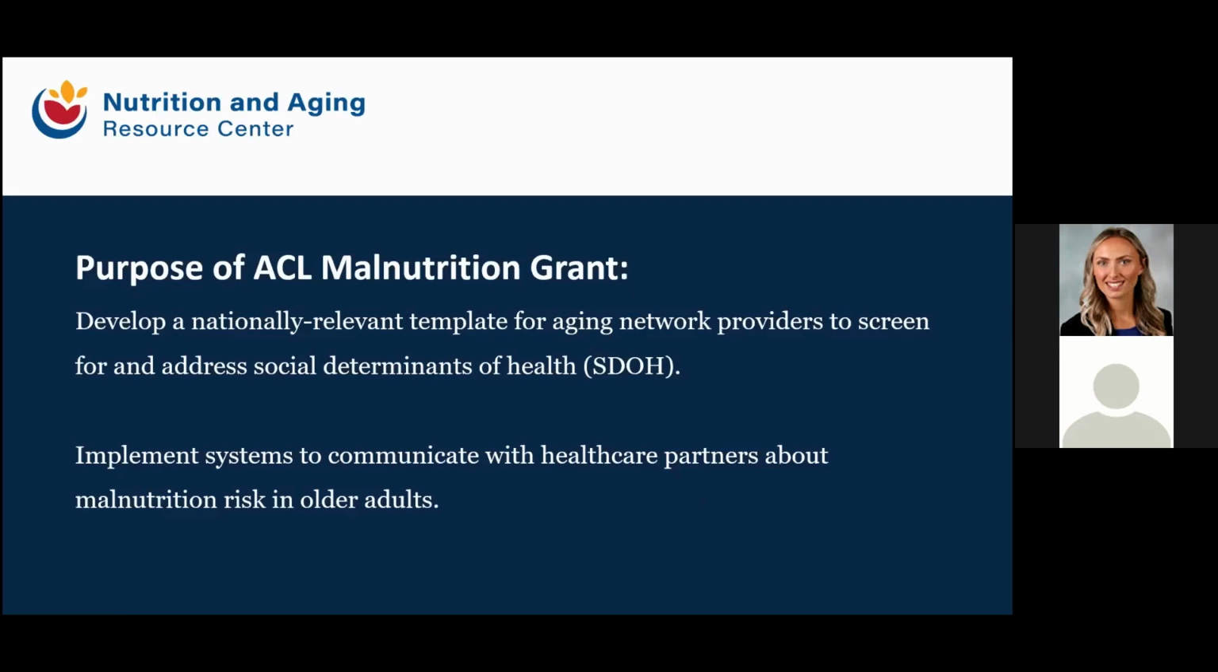And this implementation and partnership can have a high quality effect so that the AAAs can therefore assist and help reduce healthcare costs. So I'm going to now turn it over to Livleen, and she'll walk you through the process.